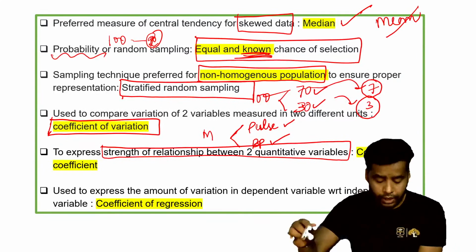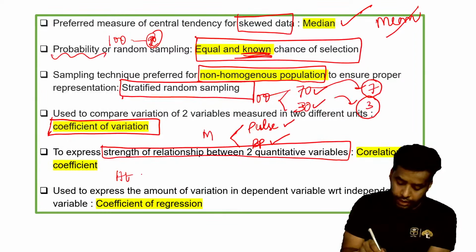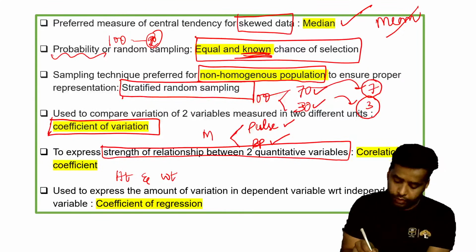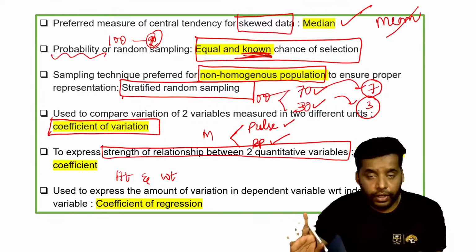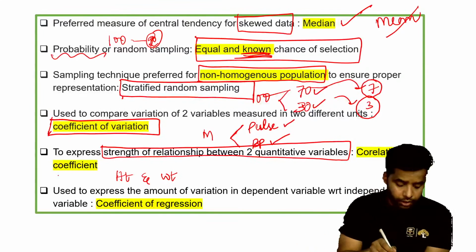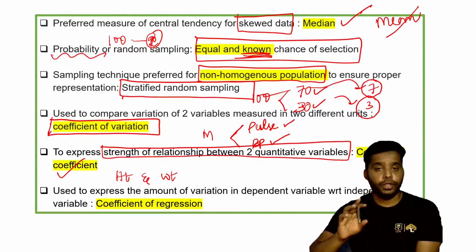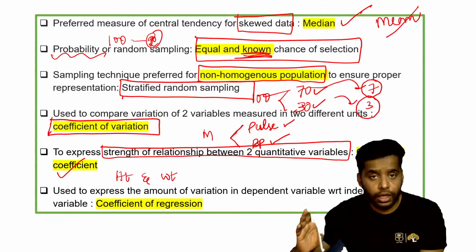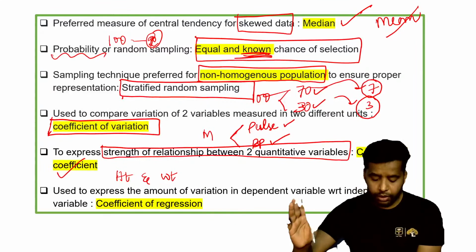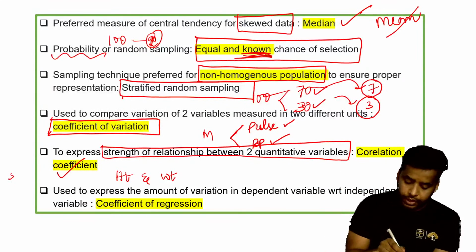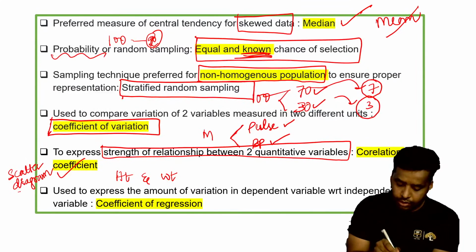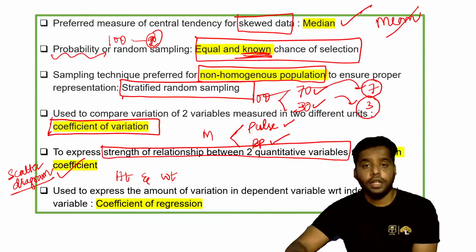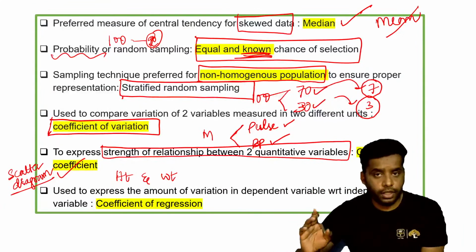Relationship between two quantitative variables like height and weight. Both are quantitative variables. The relationship is called correlation, and the strength of correlation is given by the correlation coefficient. An important point is that this is represented by a scatter diagram. The scatter diagram is also called a correlation diagram, and it is used to represent correlation.